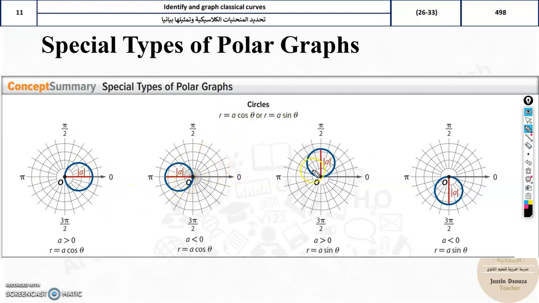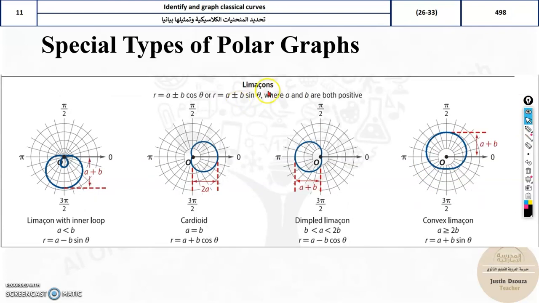That's it. Same way with sine, because we remember from the unit circle, sorry, y is equal to r sin theta. Now y is the y-axis, so we are dealing with the y-axis. It'll be upside if the value of a is positive, downside if it's negative. This is it.